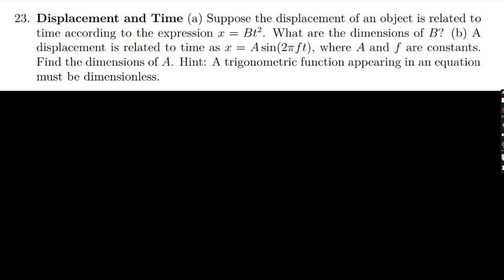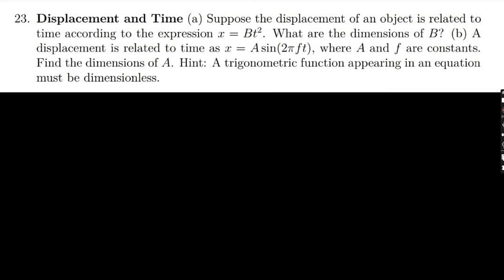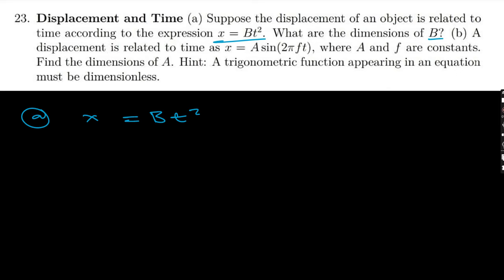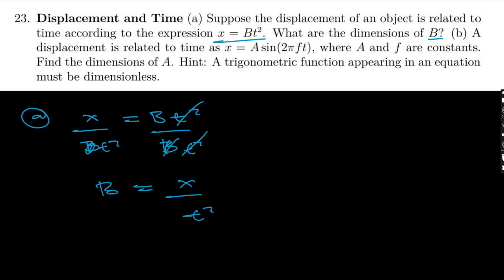Suppose the displacement of an object is related to time according to this expression. What are the dimensions of b? The expression is x is equal to b t squared, where x is the displacement and t is time. To find b, we're going to make b the subject of the formula. We're dividing by t squared, so t squared and t squared will cancel. Our b is going to be x over t squared.